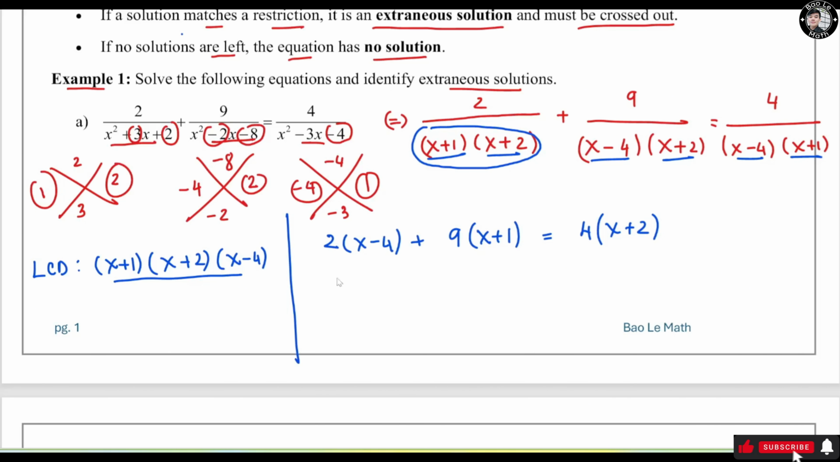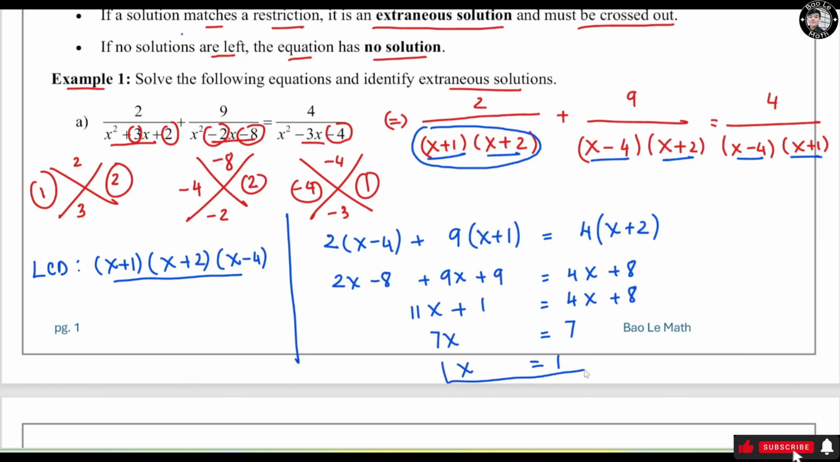Now we distribute, so it will be 2x minus 8 plus 9x plus 9 equals 4x plus 8. 2x plus 9x is 11x, plus 1, equals 4x plus 8. Subtract 4x from both sides, so it's 7x. Subtract 1 from both sides, so it's 7. So x equals 1 is the final answer.